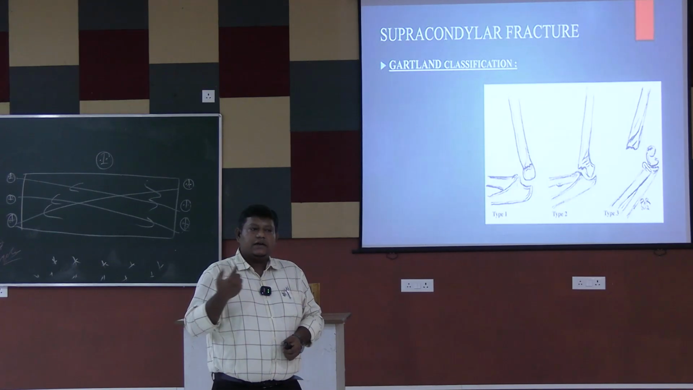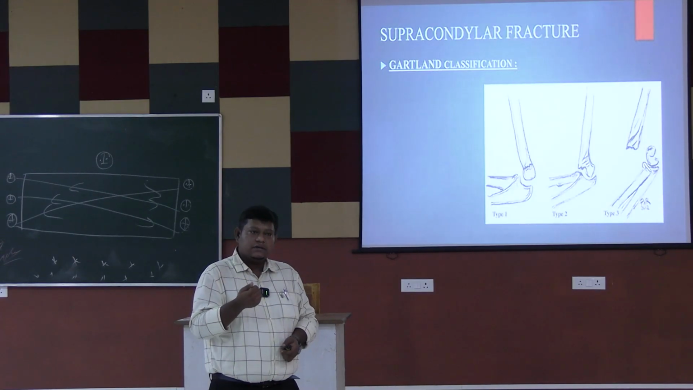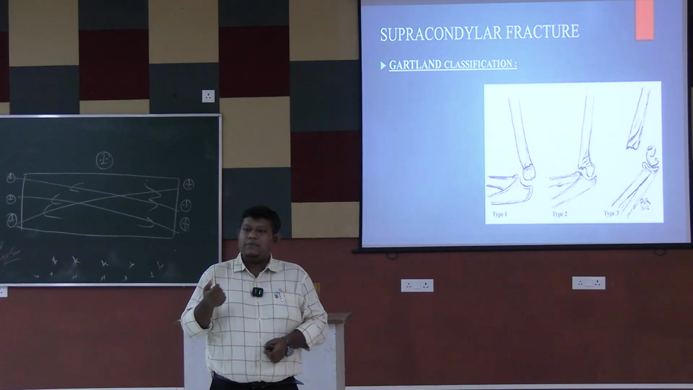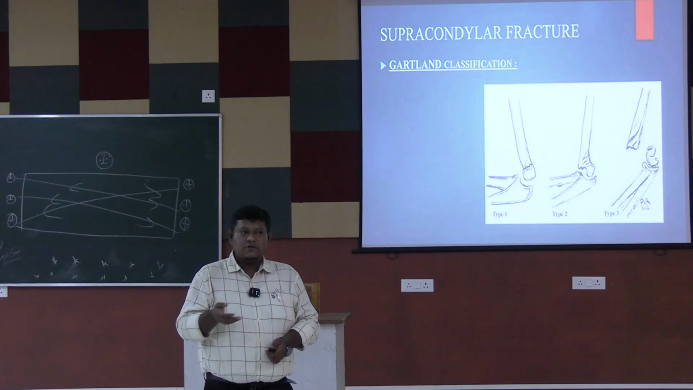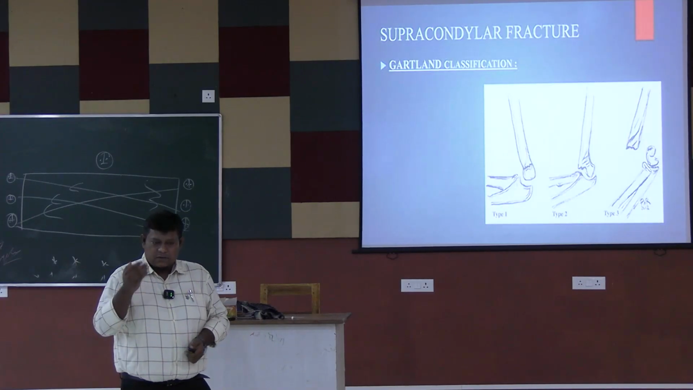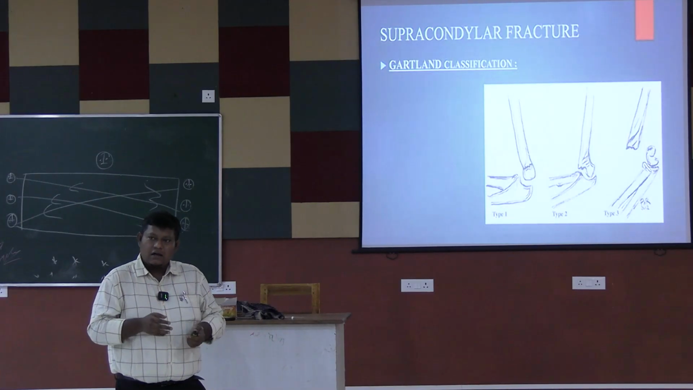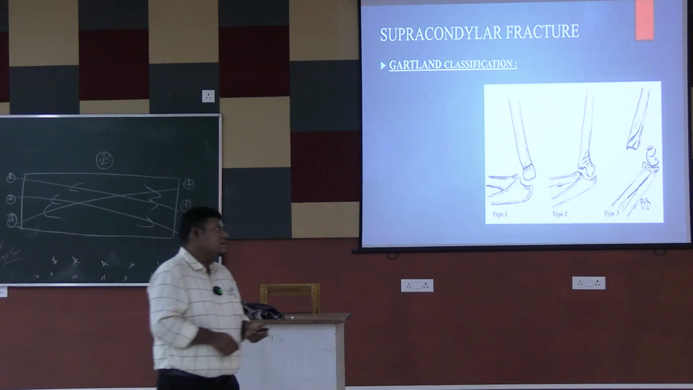What is present around the bone? The periosteum. This periosteum is a thick fibrous cover which becomes thin with age. So in the pediatric age group, the periosteum is very thick. This will act as a barrier or a wall and will prevent the fracture from severe displacement.